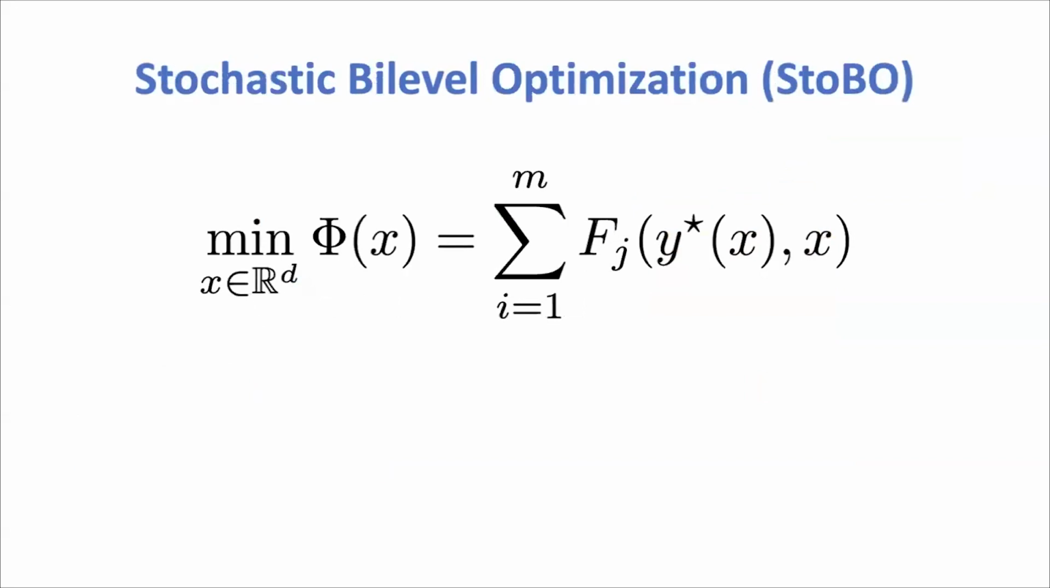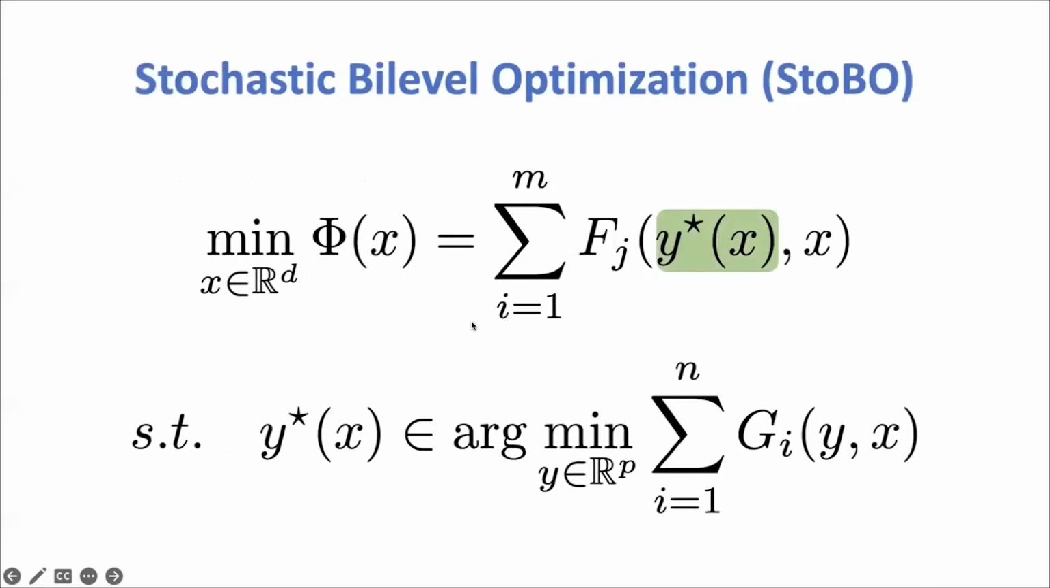The difference between our focus, stochastic bilevel optimization, SBO, and the single level optimization problem is the construction of the local objective Fj in SBO. Fj depends not only on x, but also on the optimal y given x. Y star is obtained as the argmin of the finite sum of gi of x and y.